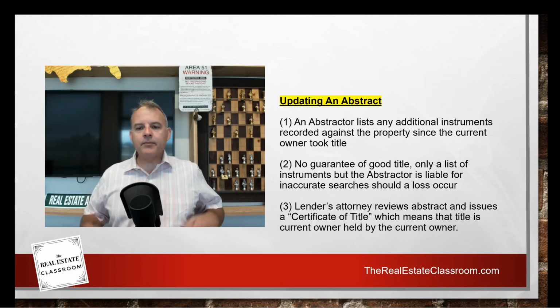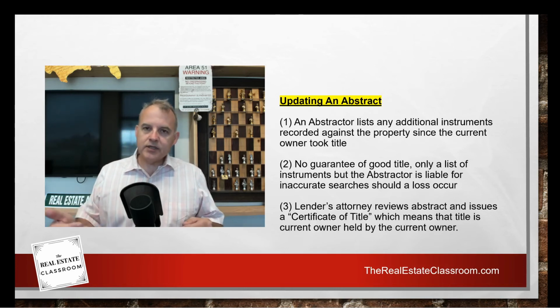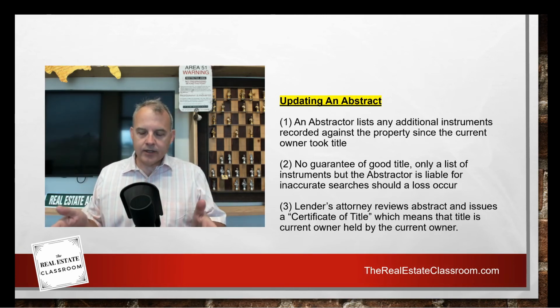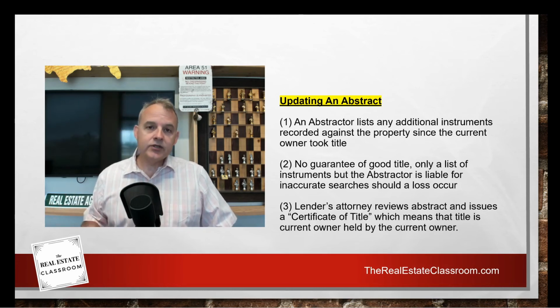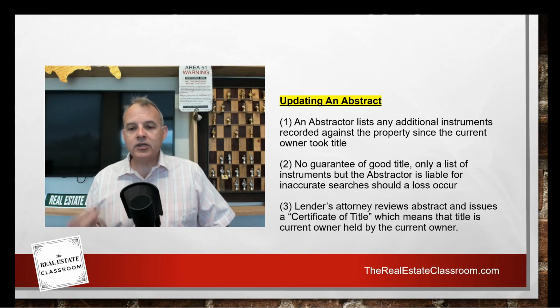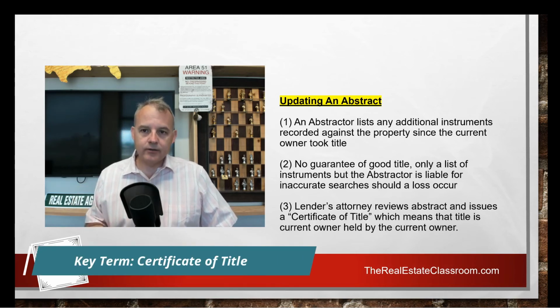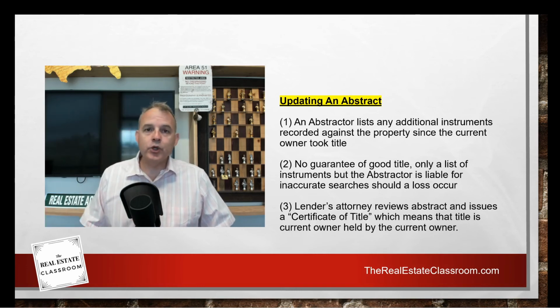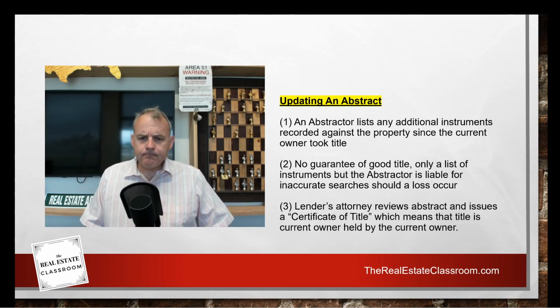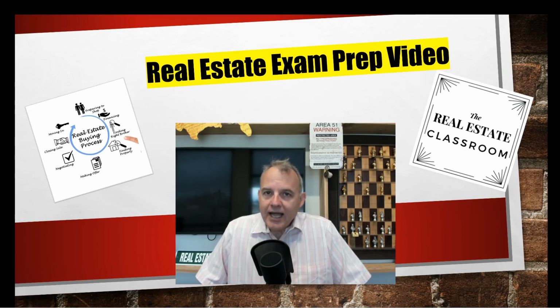And then what happens after the abstractor deems the history report to be accurate and they've updated the abstract, they will send it over to the lender's attorney. The attorney reviews it. If the attorney gives it a blessing, then he or she is going to issue what's called a certificate of title, which means that the title actually belongs to the current owner, and the current owner can pass free, clear, marketable title to the new buyer. Certificate of title, that is another key real estate term that you have to know. So that's the basics of an abstract of title.